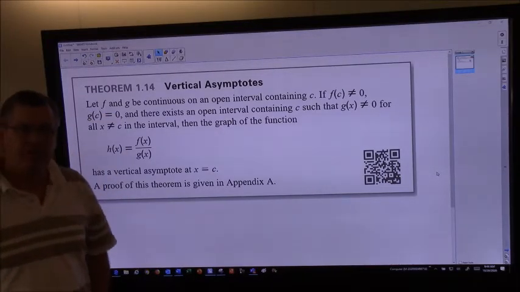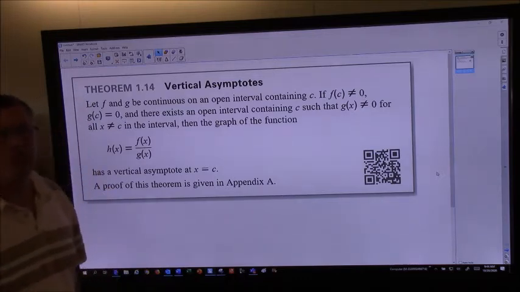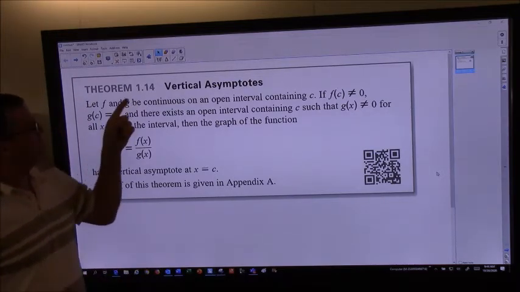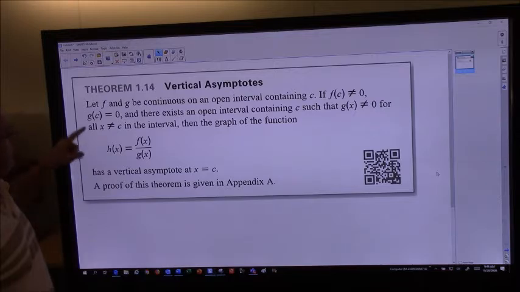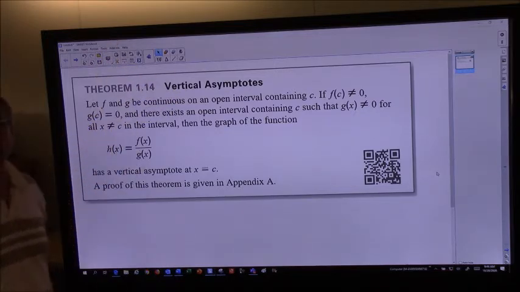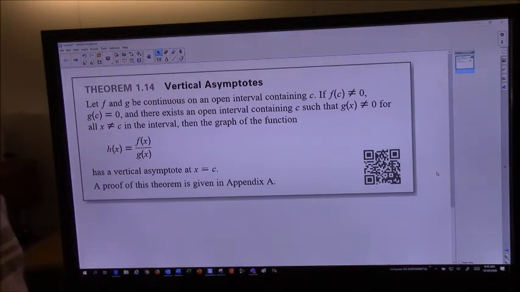So we had so much fun reading the other day that we're gonna do a little more reading. This is in Chapter 1, Section 5. We all know what a vertical asymptote is, but just in case you forgot, I've got a reminder here.